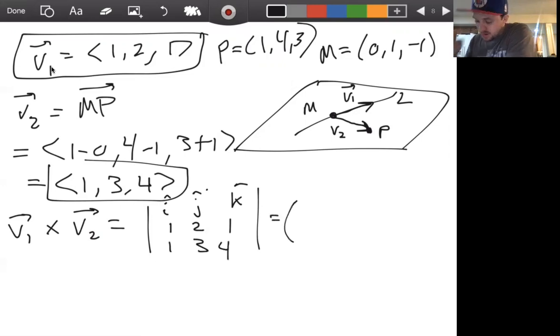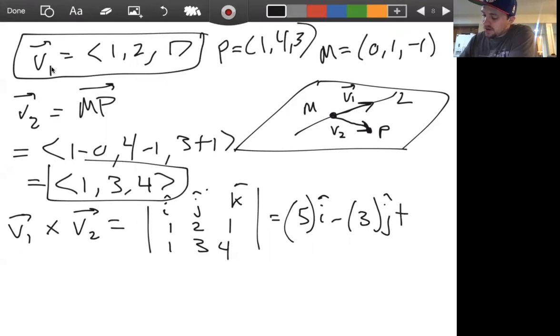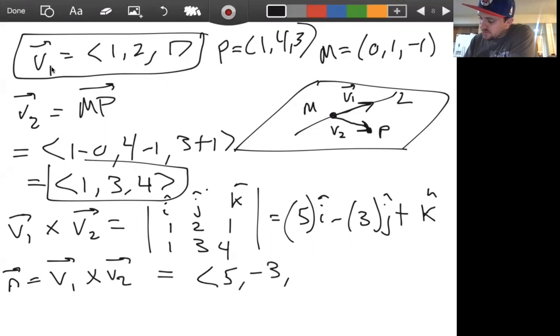Calculating the cross product, looks like we're going to get 8 minus 3, so 5 i hat. And minus, for j hat, it's going to be 4 minus 1, which is 3 j hat, and then plus 3 minus 2, which is just k hat. And so our normal vector, which is the cross product of V1 and V2, we calculated to be the vector 5, negative 3, 1. Right?